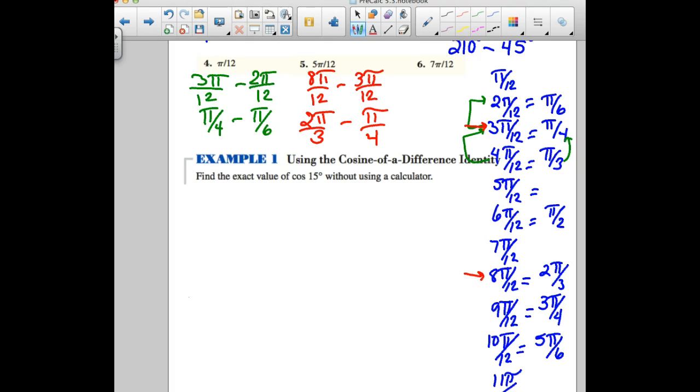All right, pause the video, and I want you to try to come up with a way to get 7 pi over 12. All right, to get a 7, we could combine a 3 and a 4 by adding them together. So we can think of this as 3 pi over 12 plus 4 pi over 12.